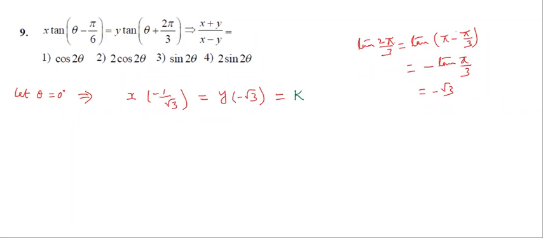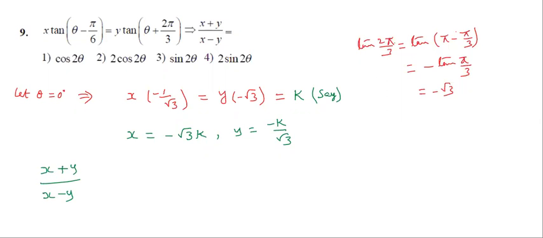Then what is the x value, students? X value is minus root 3k. And y value? Minus k by root 3. This is an assumption only, just to say both values are equal to some constant. Now substitute in the question, x plus y by x minus y. What is x, students? Minus root 3k. And y means minus k by root 3.